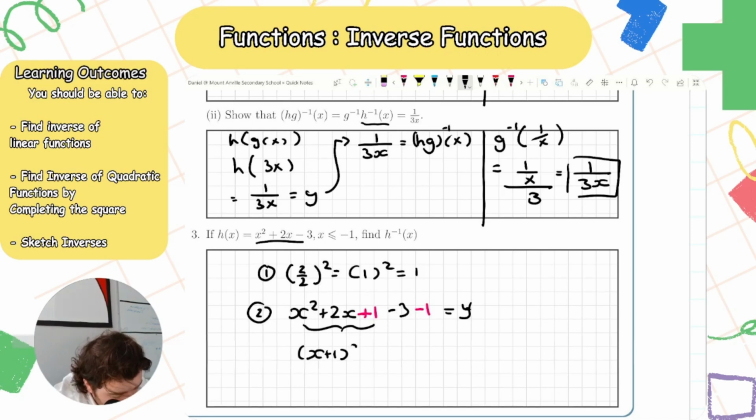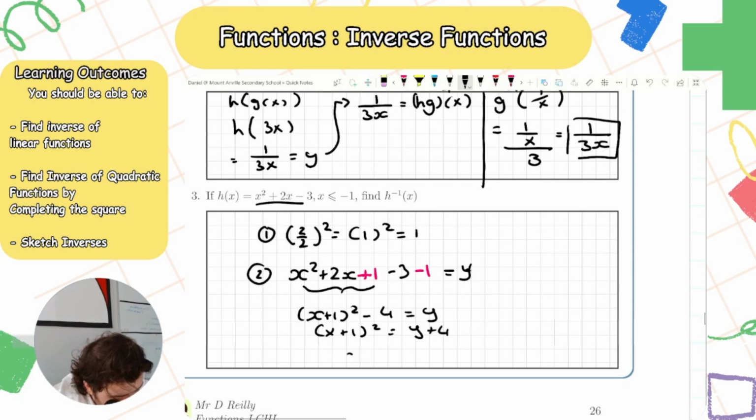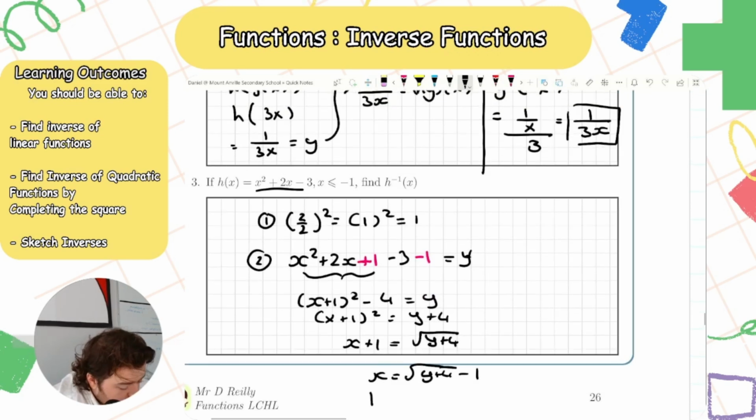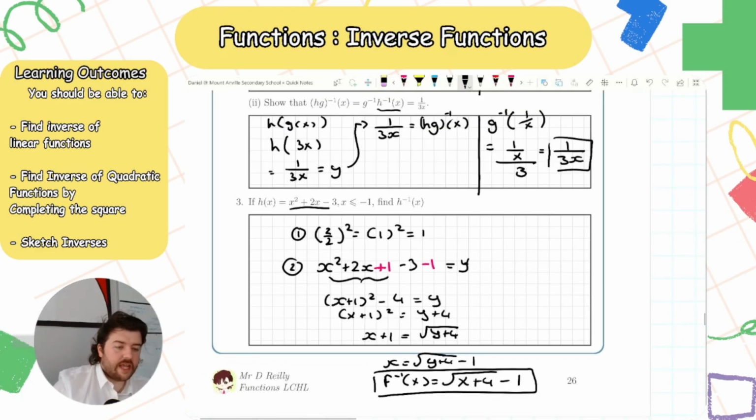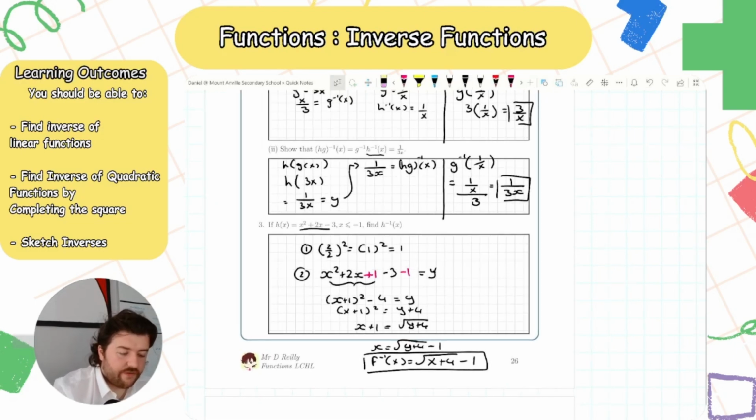x plus 1 squared minus 4 is equal to y. x plus 1 squared is equal to y plus 4. x plus 1 is equal to the square root of y plus 4. x is equal to the square root of y plus 4, minus 1. Therefore, my inverse function is f inverse of x equals root of x plus 4, minus 1. There you go. That is how we find inverse functions.